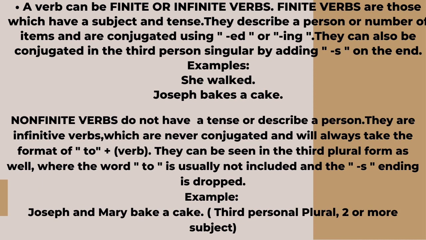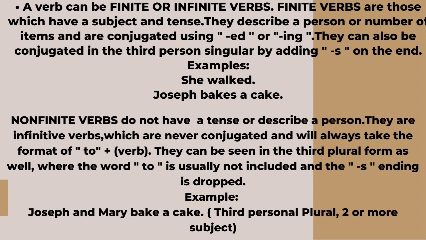A verb can be finite or non-finite. Finite verbs are those which have a subject and tense. They describe a person or number of items and are conjugated using ed or ing. They can also be conjugated in the third person singular by adding s on the end. Examples: She walked. Joseph bakes a cake.